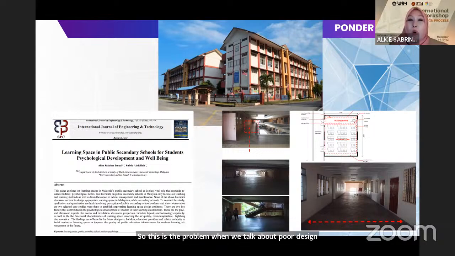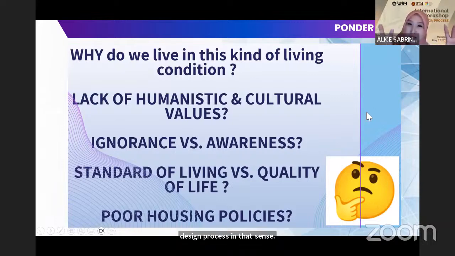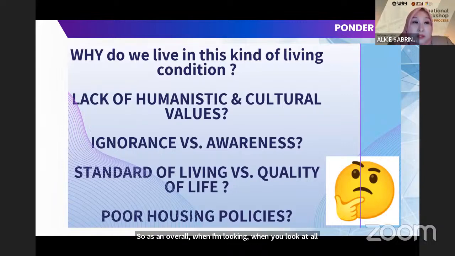And poor design quality always relates back to the design process. So overall, when you look at all the examples that I gave you, that is three typologies. We looked into the mass housing that we live in, the elderly housing, and the schools where we get our education since early childhood. So why do we live in this kind of living condition? This is back to us, especially we as architects, we as designers of the built environment.